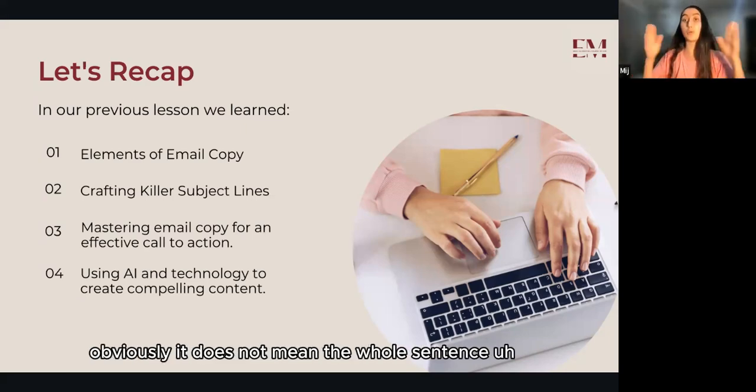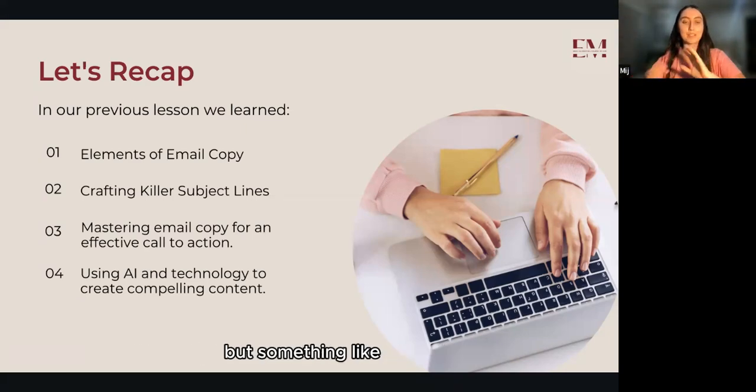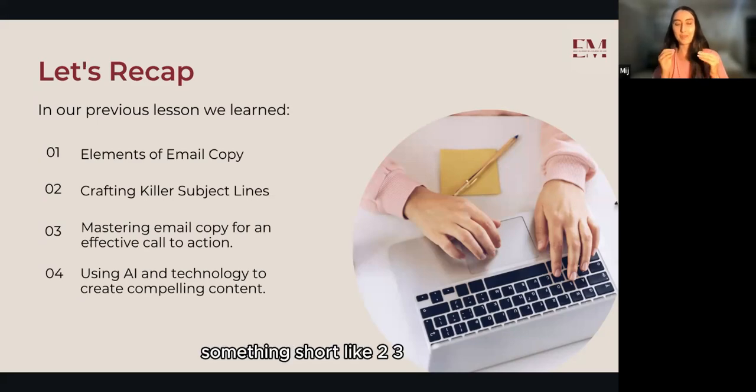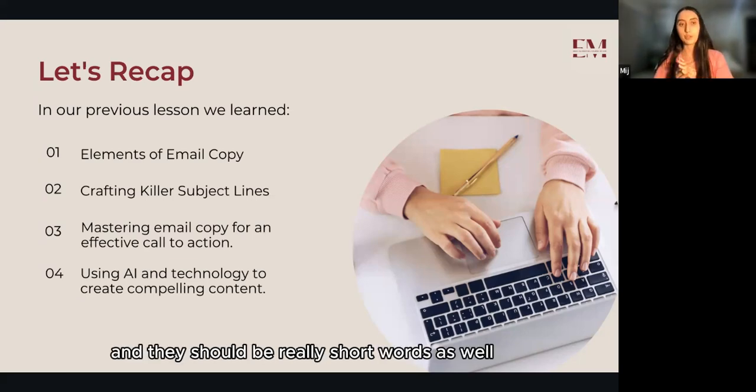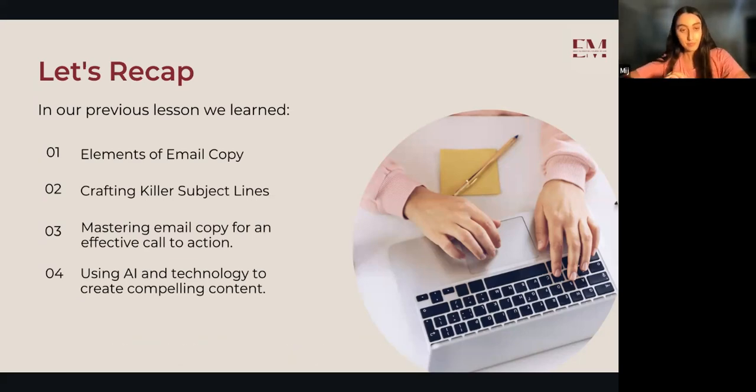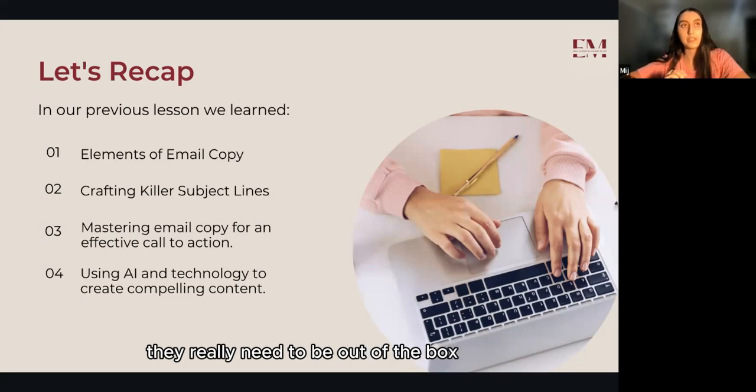Obviously, it does not mean the whole sentence, but something like claim now, right? Or 30% discount, something short like 2, 3, 4 words maximum, nothing more than that. And they should be really short words as well. They need to be really actionable. They really need to be out of the box, obviously, because they're going to identify whether the person is going to click.